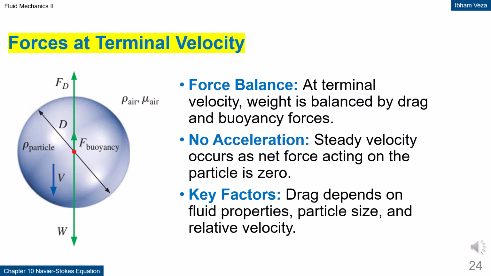Forces at terminal velocity. At terminal velocity, the net force acting on a particle becomes zero. The weight is balanced by drag and buoyancy forces. Because there is no acceleration, the particle velocity becomes constant. The value of the terminal velocity is determined by particle size, fluid properties, and density difference. This concept is very important in the analysis of particle settling and two-phase flows.